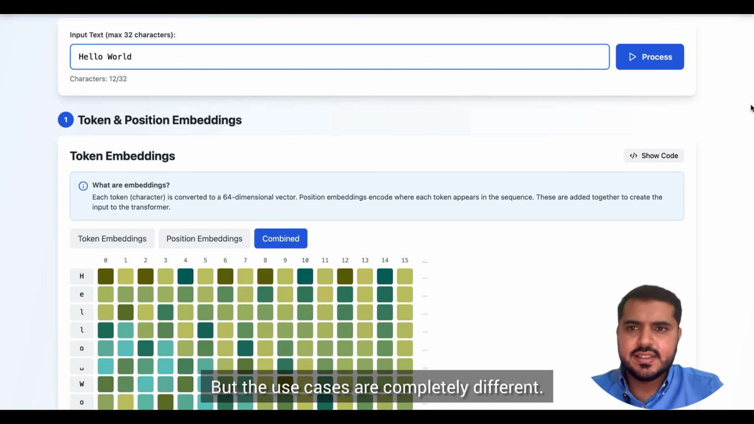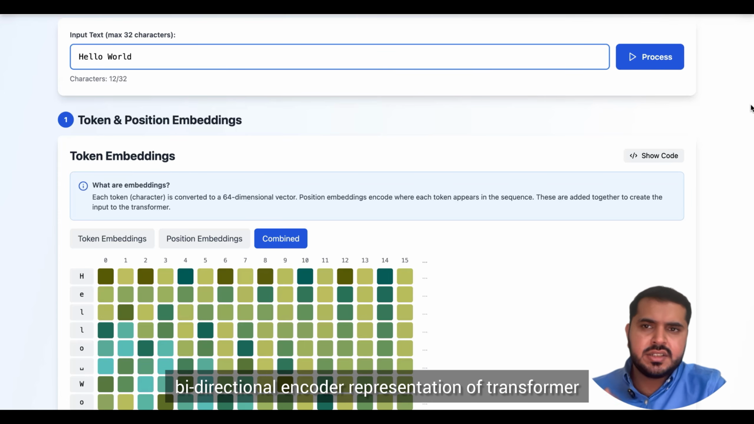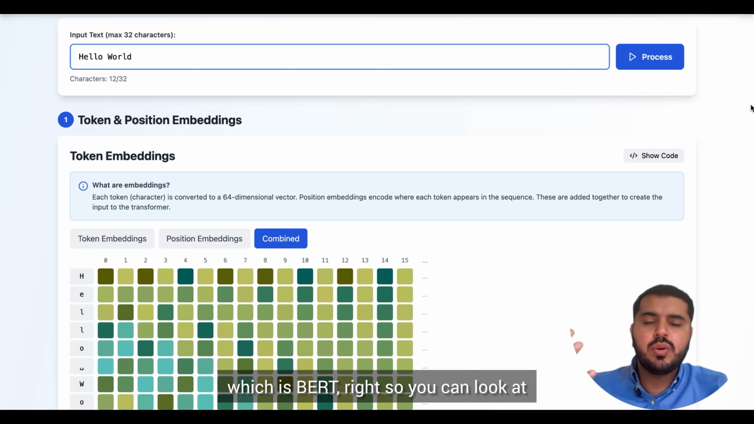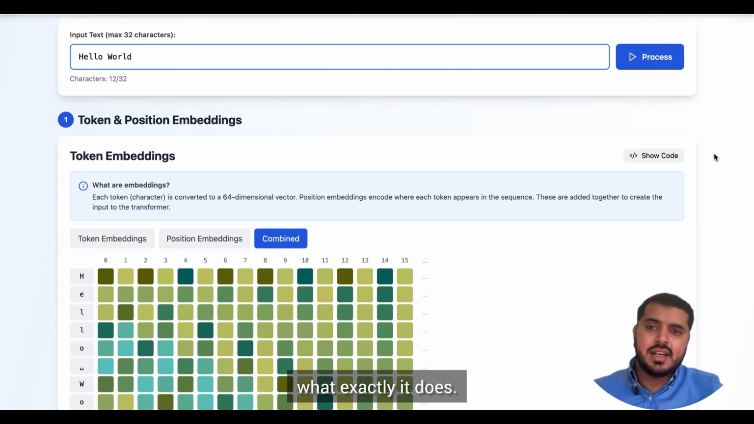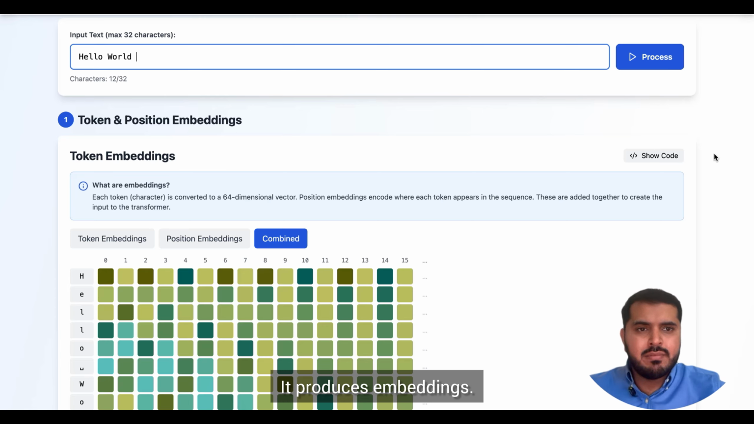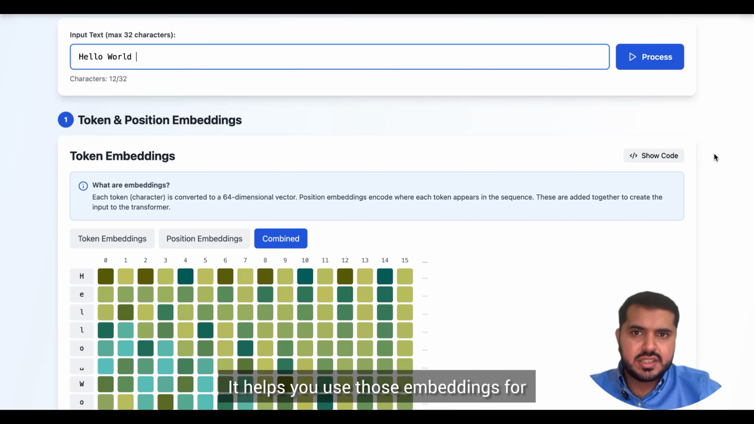But the use cases are completely different, right? The encoder-only transformer is Bidirectional Encoder Representations from Transformers, which is BERT. You can read the paper about BERT to understand what exactly it does. It produces embeddings, it produces contextual representations, and it helps you use those embeddings for downstream use cases.